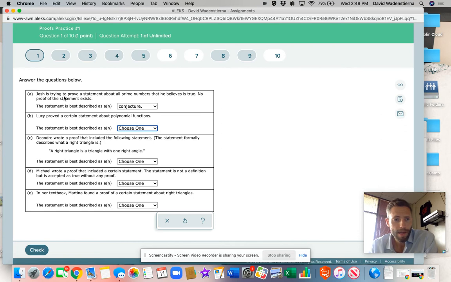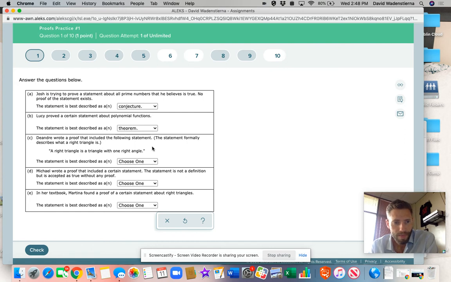For letter A, Josh is trying to prove a statement about all prime numbers that he believes is true. No proof of the statement exists. That's the key part right there. No proof exists. That's what makes it a conjecture rather than a theorem. If it's been proven, then it's a theorem. B says Lucy proved a certain statement about polynomial functions. If she proved it, it's a theorem.